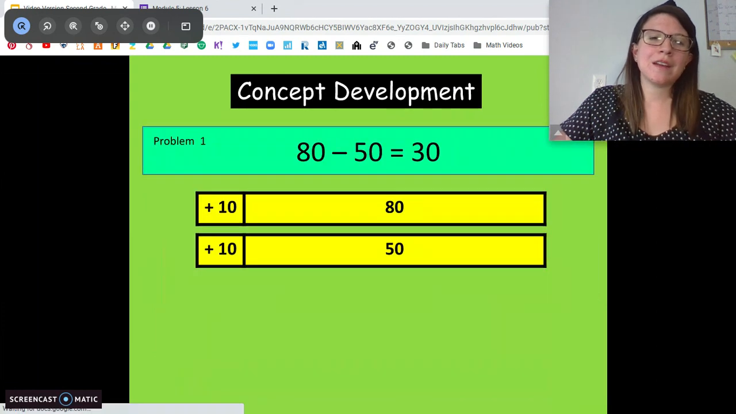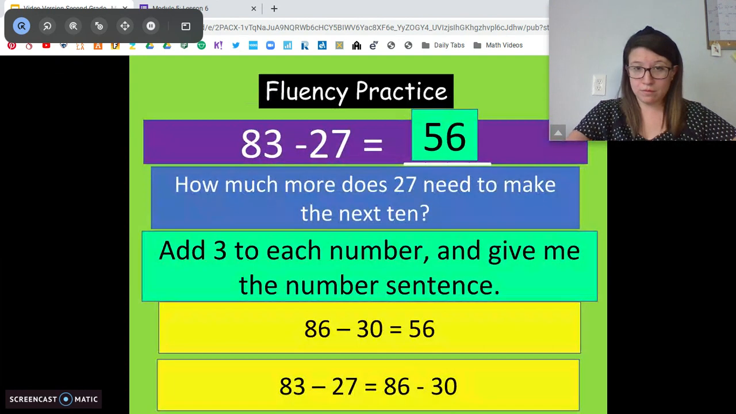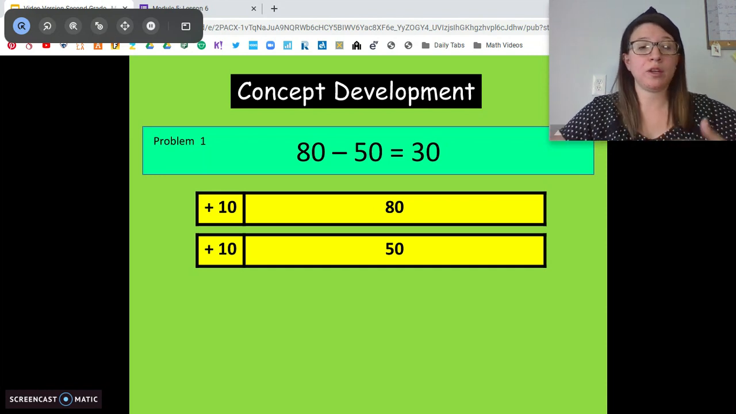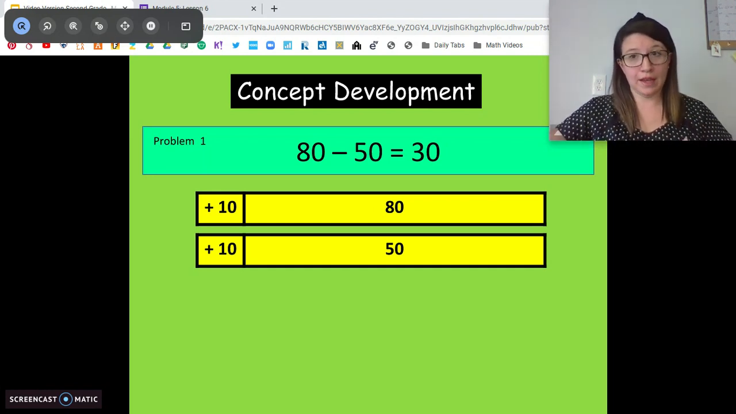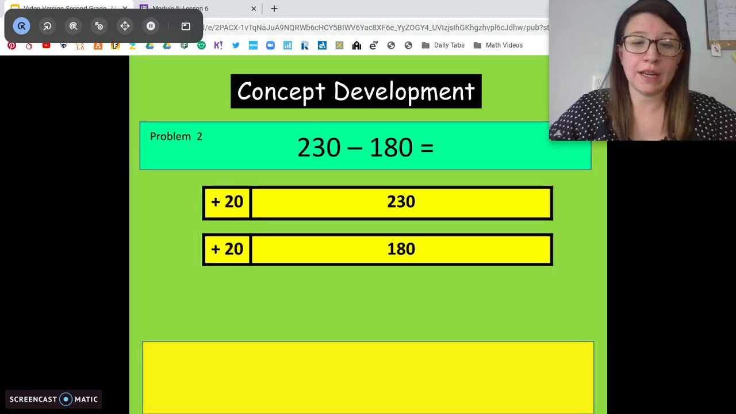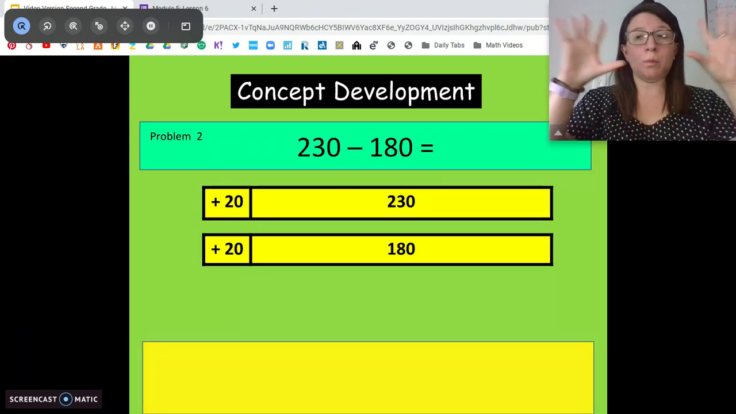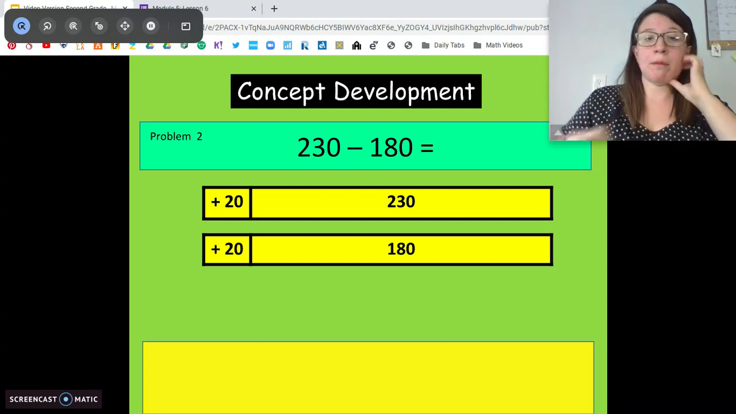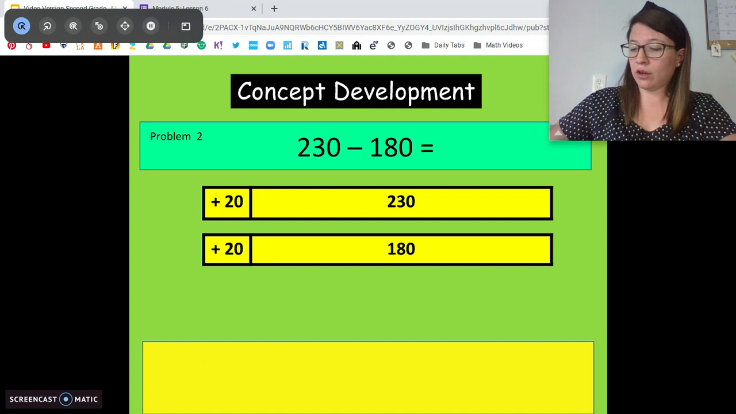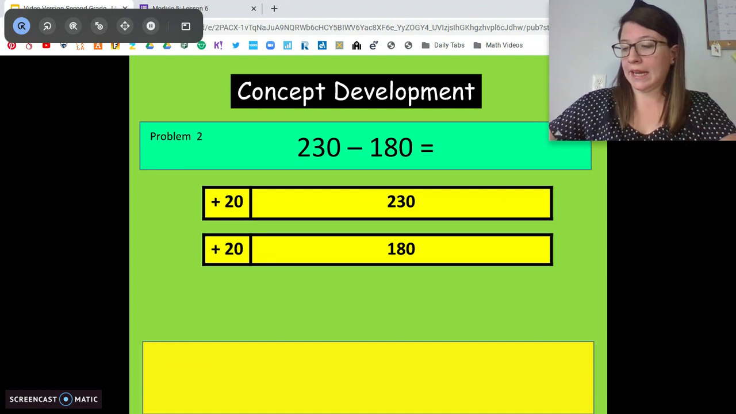Good job. Okay, now, this is where we're going to get into the bigger numbers. Whatever you do to one, you have to do to the other, okay? This is called compensation. We're going to get to that in a second. Okay, so here's our first problem. I'm going to write it down on my board for you, 230 minus 180.